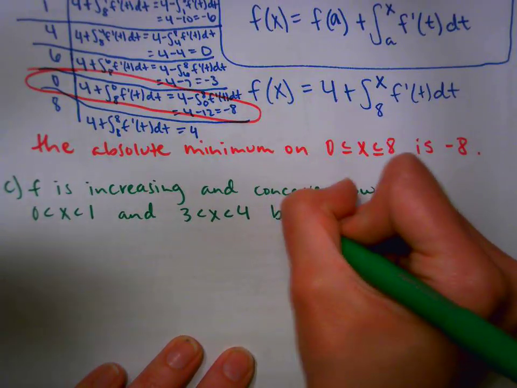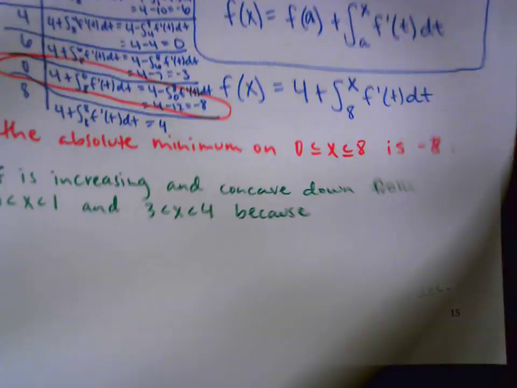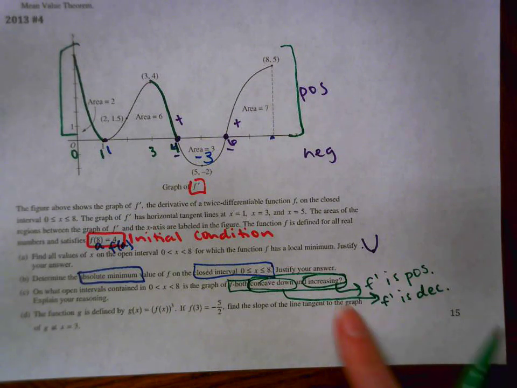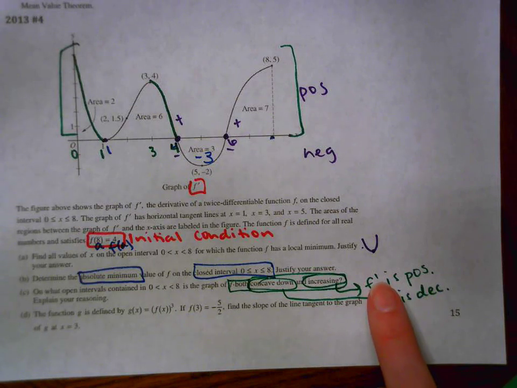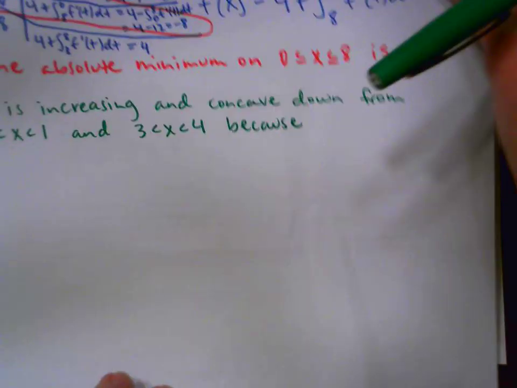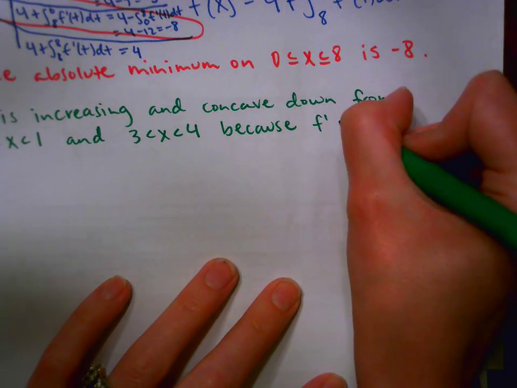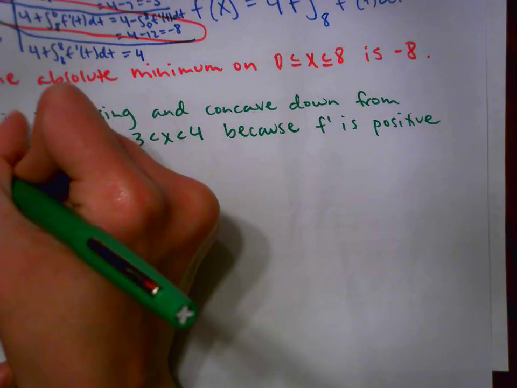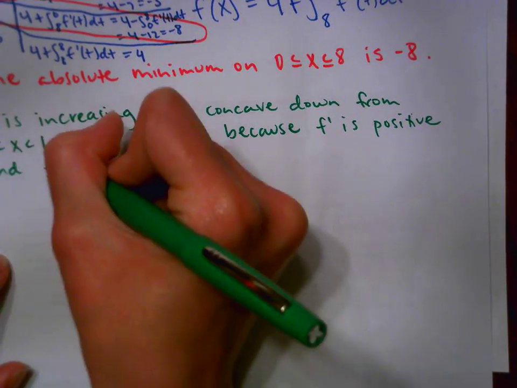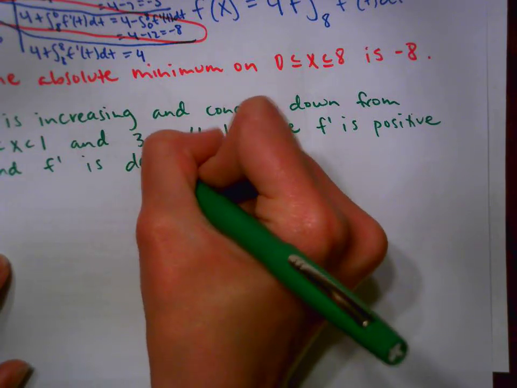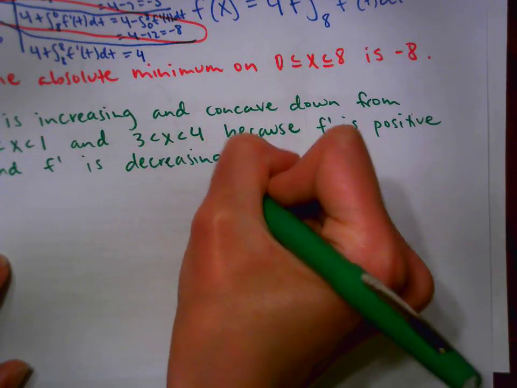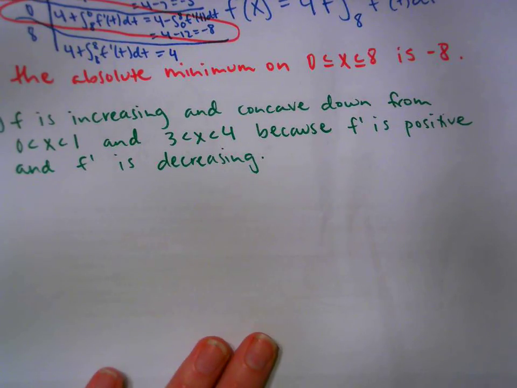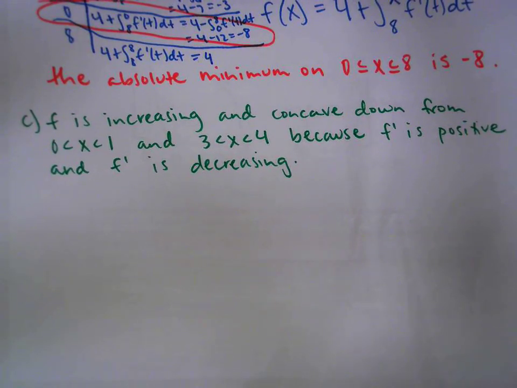Now, if you make notes like this, I would summarize it all in a nice sentence. Don't just leave it at that. But we're basically going to write this: f prime is positive and f prime is decreasing. And that should suffice for justification.